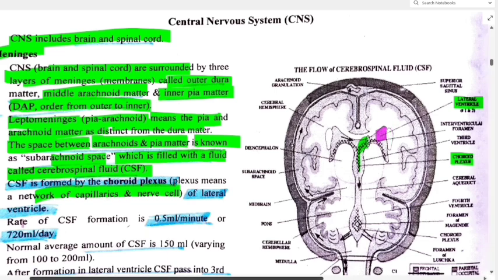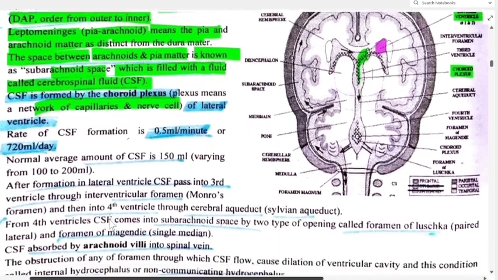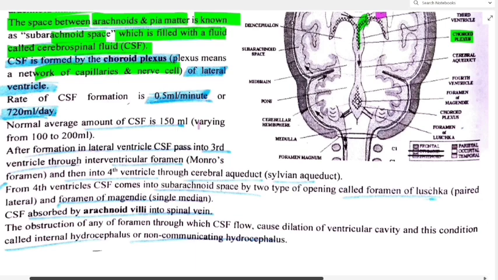Now what is the rate? Rate of CSF formation is 0.5 ml per minute or 720 ml per day. Normal average amount of CSF is 150 ml, varies from 100 to 200 ml. After formation in lateral ventricle, CSF pass into third ventricle through intraventricular foramen, that is also called Monro's foramen. Okay, you have to remember.